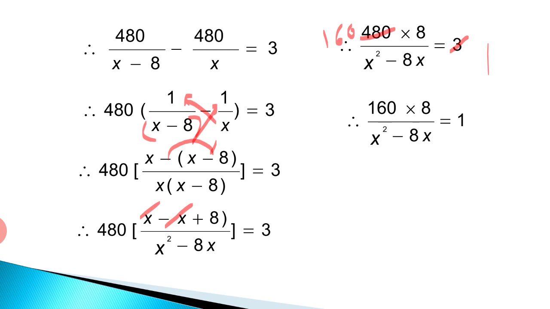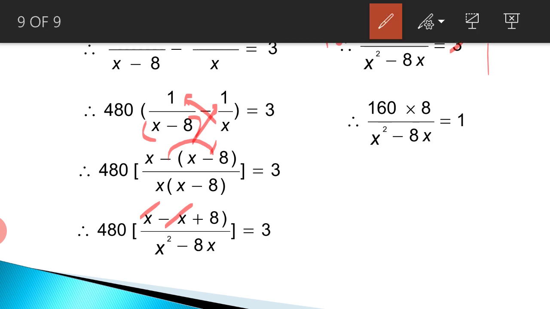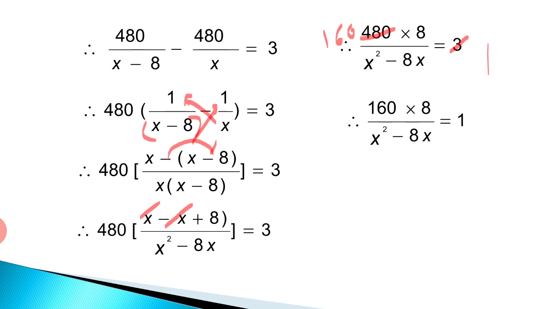Now we can go with cross multiplication. So x square minus 8x will be shifted to the right hand side. So it into 1 is equal to 160 into 8. Isn't it? So let me write. Now I have multiplied 160 into 8, so it will be 1280. You can verify that by doing your own calculations. So 1280 is equal to x square minus 8x.